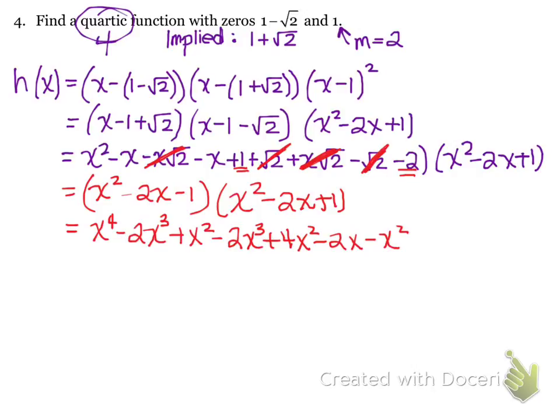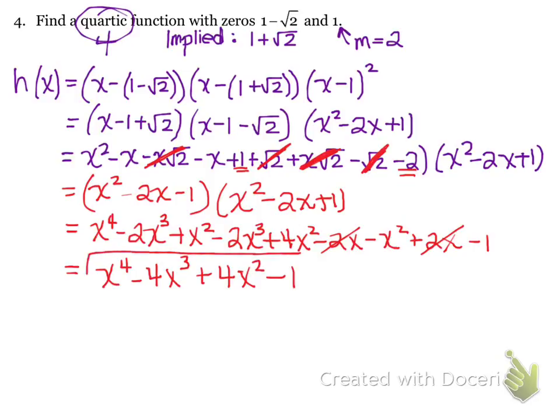Then we have minus x squared plus 2x and then minus 1. And when we simplify, we get x to the 4th minus 4x to the 3rd plus 4x squared. And then my negative 2x and positive 2x cancel each other out, and then we just have minus 1. So my final answer in standard form.